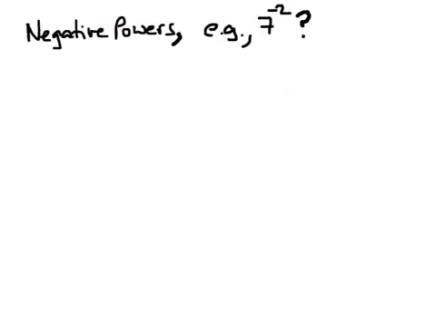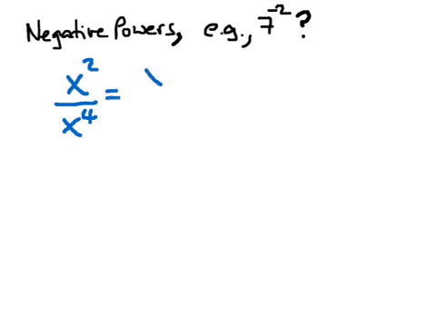So I now want to consider what negative powers mean, for example something like 7 to the power of minus 2. Now we can understand what negative powers mean in different ways. For example, supposing I was to write out x to the power of 2 and divide it by x to the power of 4.